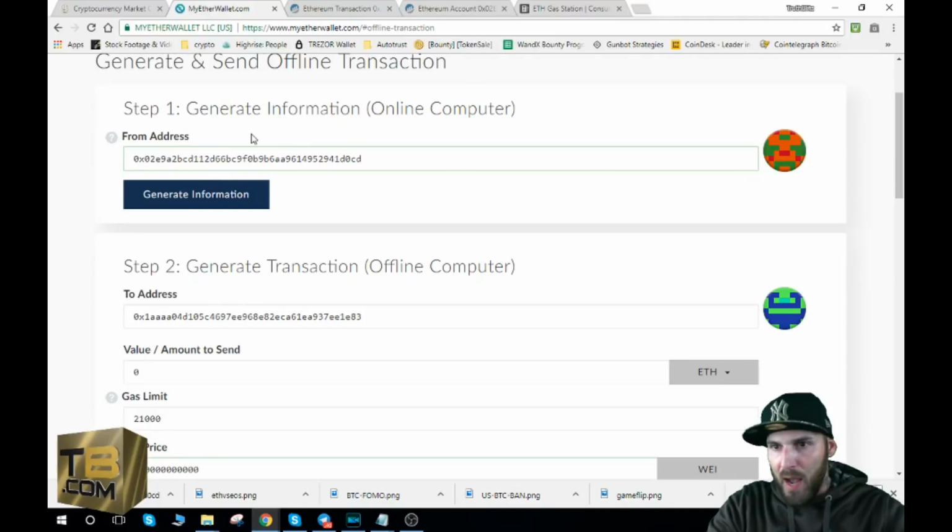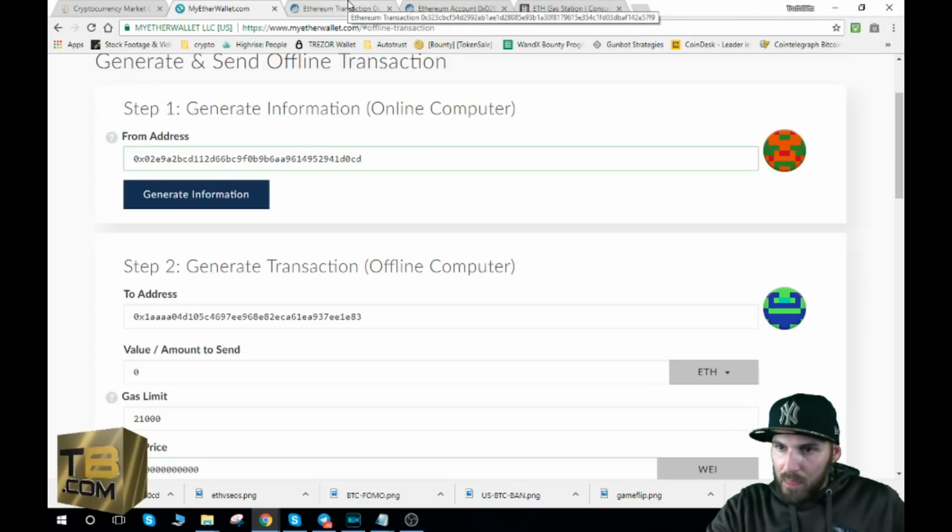I've had a lot of people asking me, and I myself have had this happen in the last couple days because of CryptoKitties. My transaction's been pending for a long time. Is there anything I can do? And yes, this is how you handle that situation.